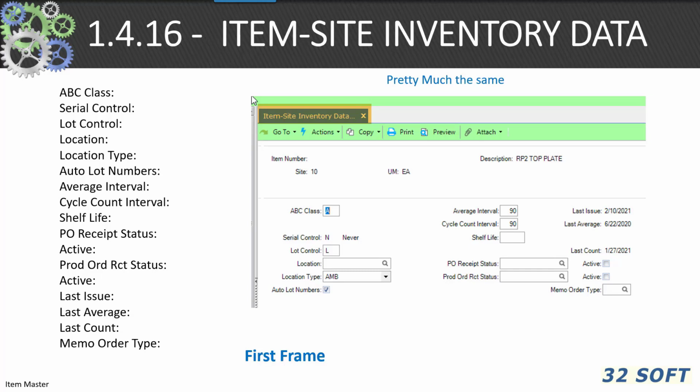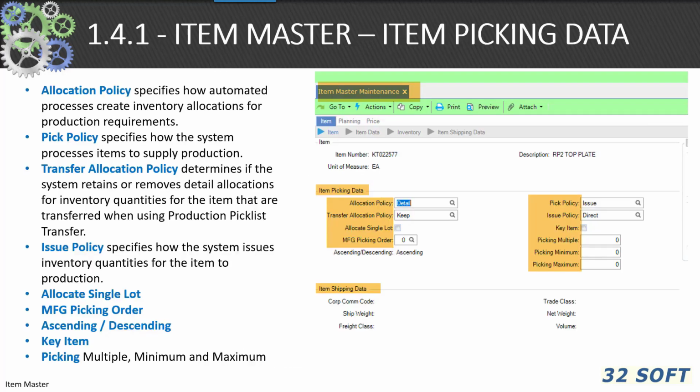The first frame contains pretty much the same stuff that we're used to seeing: ABC class, lot control, PO receipts, etc. But now we come to the second frame of the picking, called the picking frame or picking data frame. And here we see 4 primary new fields: an allocation policy field, where you can denote either detailed or general allocation. We've talked about this in the past. You can now designate a particular item as to its allocation.